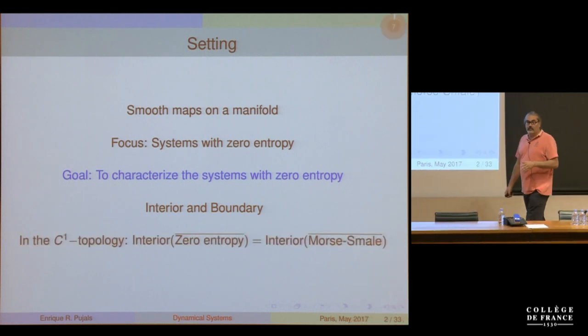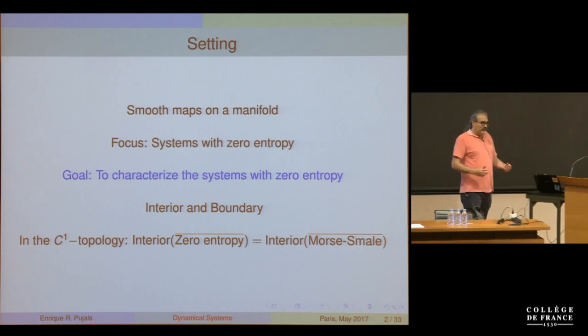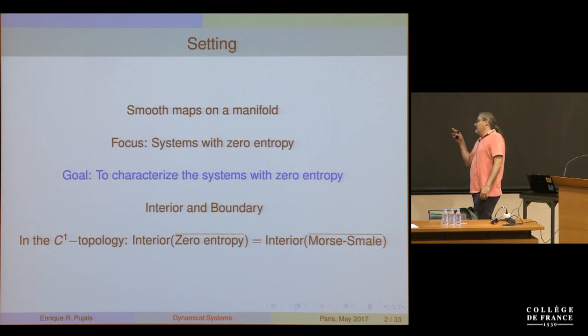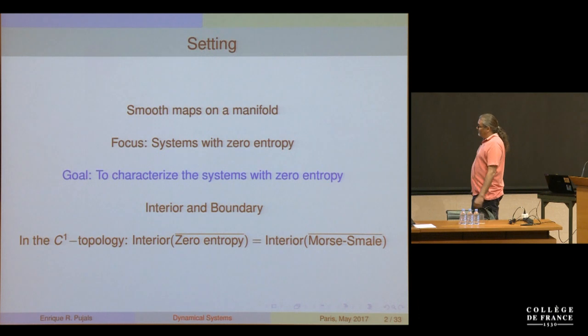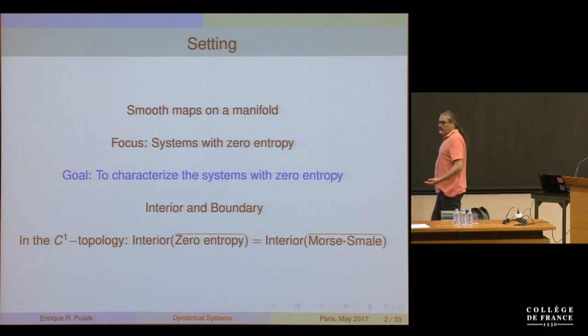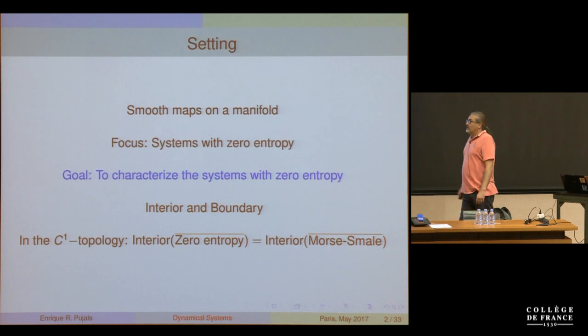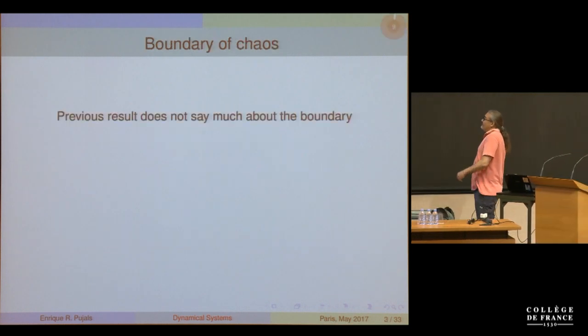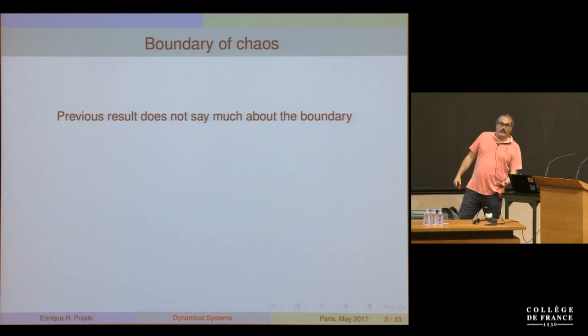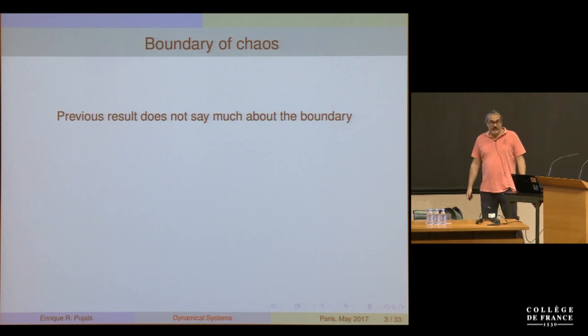There is only one result in a lot of generality that is already known, which only holds in the C1 topology. It basically says that the interior of the closure of zero entropy, in the C1 topology, coincides with the interior of the closure of Morse-Smale maps. But this previous result does not say much about the boundary. So we want to say what is going on at the boundary.